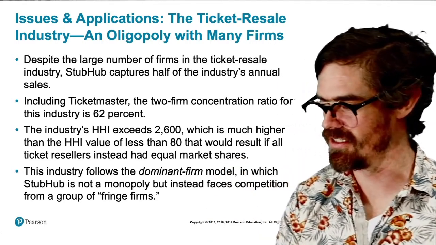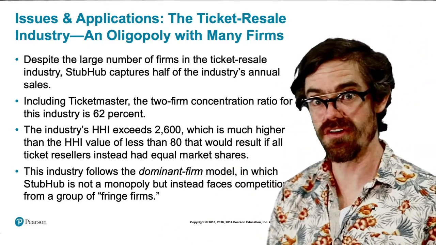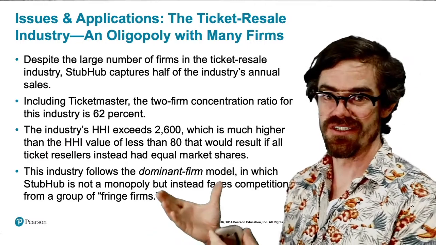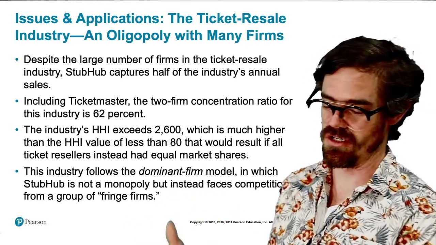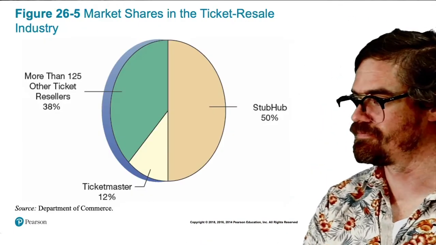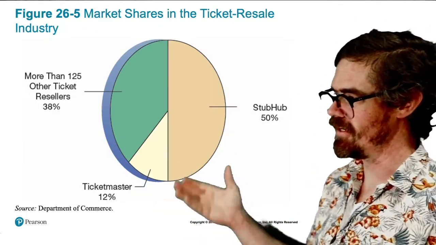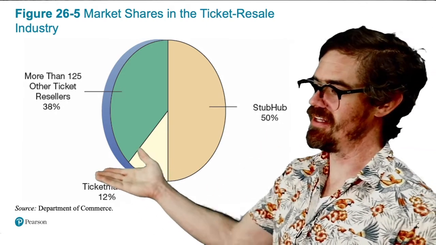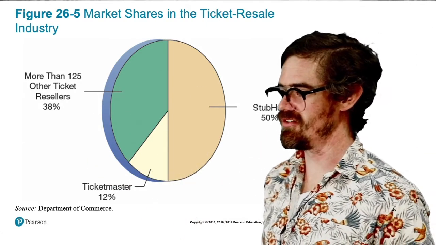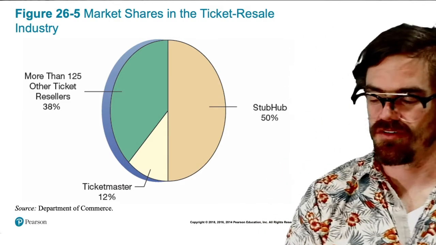So pretty interesting that even though there's 130 firms, it's really still an oligopoly because there's such concentration in the top firms, right? So there you go. You've got StubHub at 50%, Ticketmaster at 12%. And the other 125 or so ticket resellers account for the remaining 38%.